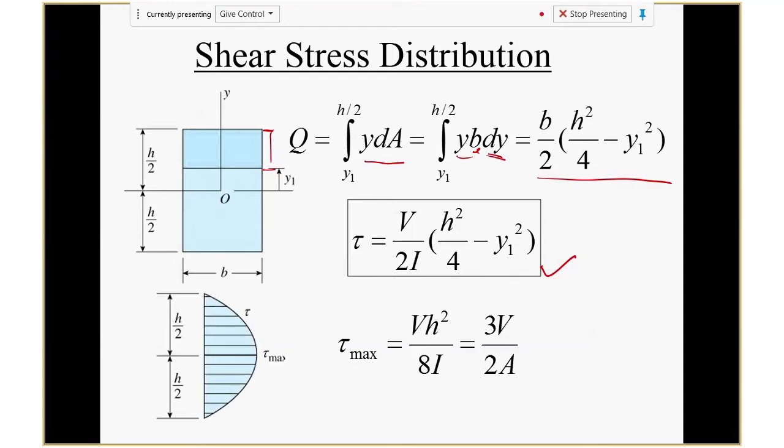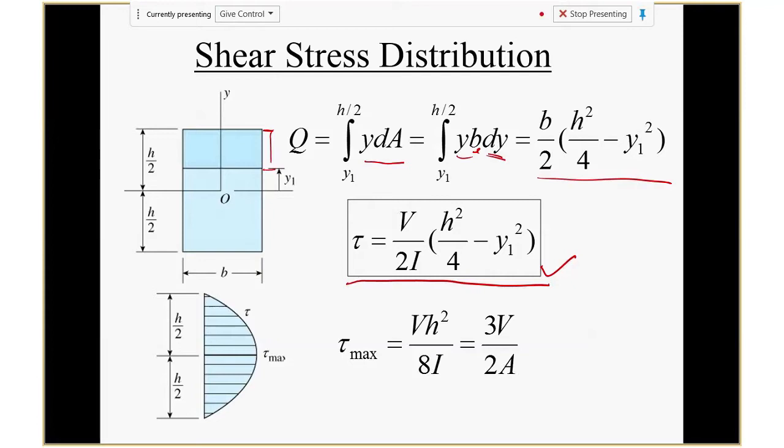All right. Now, if you look at this equation, that should be one equation on the formula sheet, right? That's the way you determine the shear stress at location y1. What kind of distribution is this shear stress? If you look at this equation, parabolic, right? Y squared.